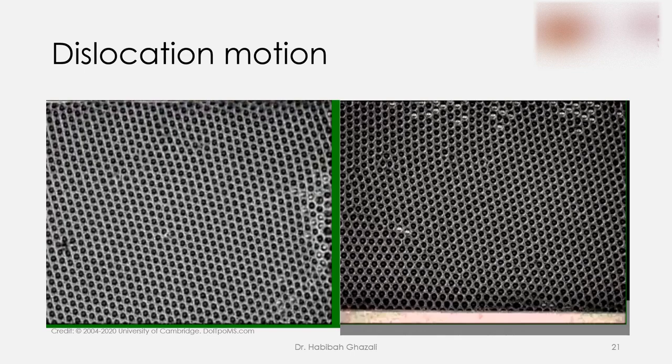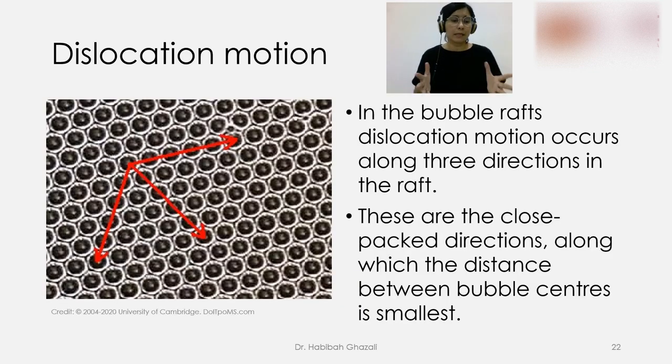The bubbles change shape and move slightly apart in an effort to maintain the lowest energy close-packed configuration. At larger strain, plastic deformation occurs. The bubble raft rearranges by dislocation motion. You probably also notice how dislocation motion occurs along 3 directions in this graph. These are the close-packed directions, along which the distance between the bubble centers is the smallest.